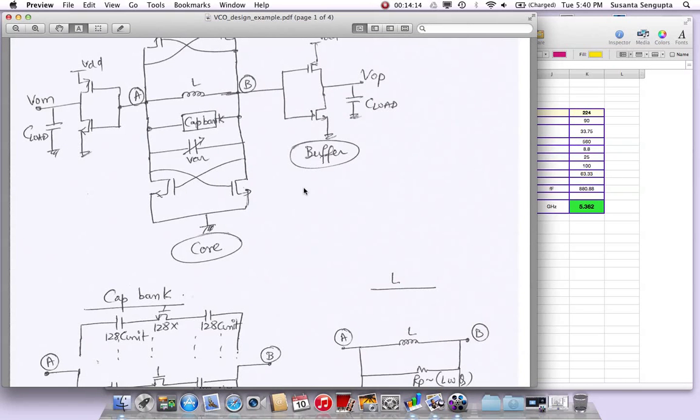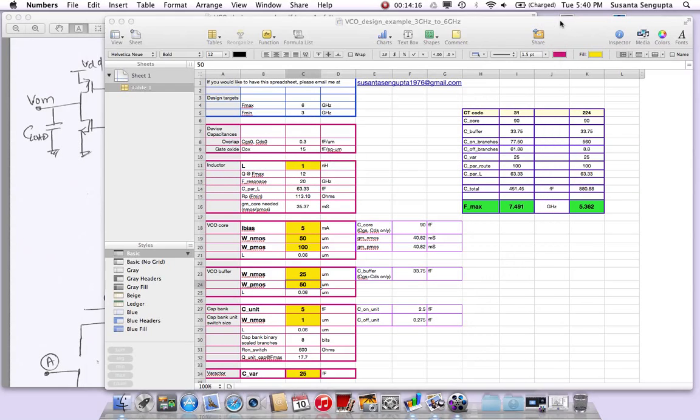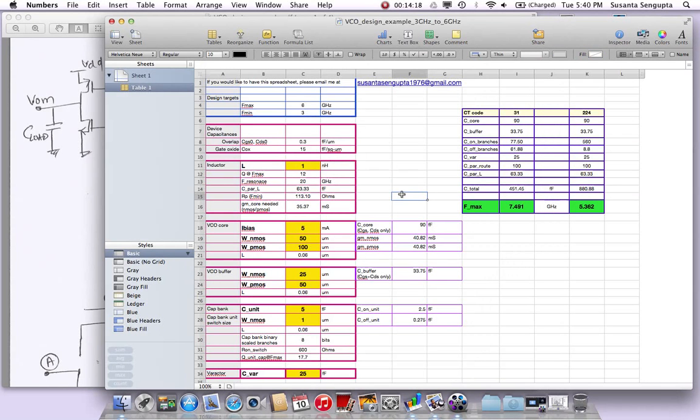So all these concepts that we talked about, how we can do some simple hand calculations to do design, that's what is here. This Excel file, again, I have a comment in the very beginning because there's no way for me to share this over a video.